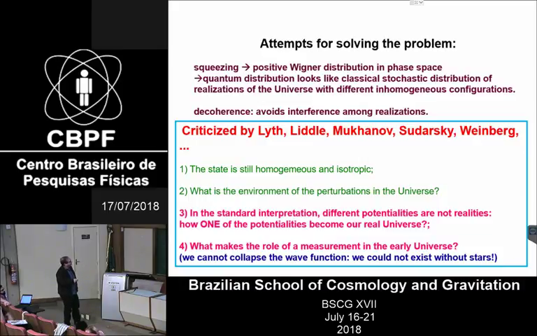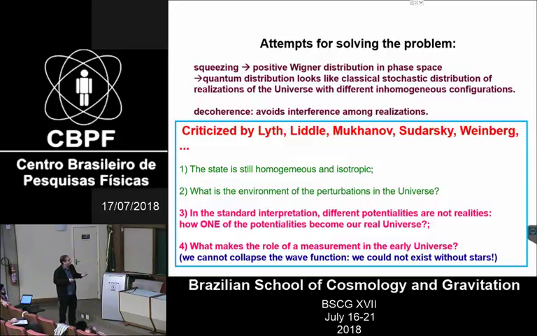And then, third, in the standard interpretation, these different realizations, different potentialities, are not realities. They are just potentialities. So how does one of the potentialities become a real universe? This is the same problem as the cat, the dead and alive cat. So the wave function bifurcates into dead and alive cat, okay, there's no interference between them, but how do you select one of these possibilities? Then people evoke the collapse of the wave function, and the collapse of the wave function is usually given by some observer outside the system.